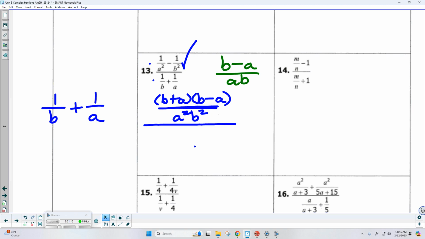Oh, and right now we're just continuing working on complex fractions. Did you need another copy of the notes? There you go. No. Good.